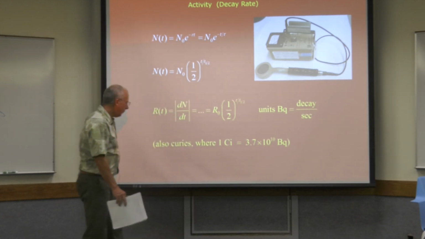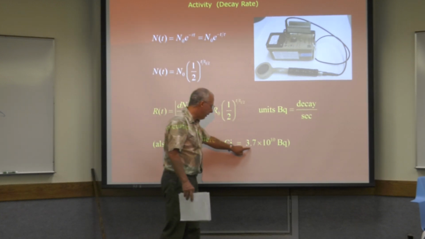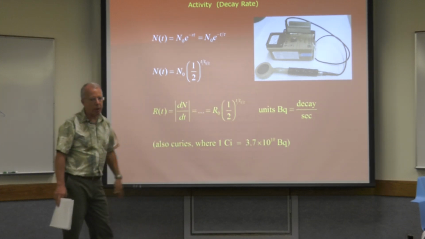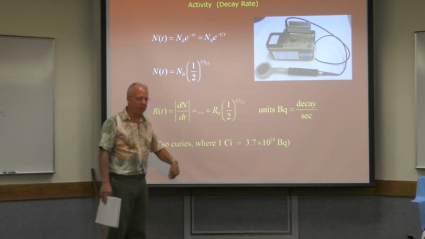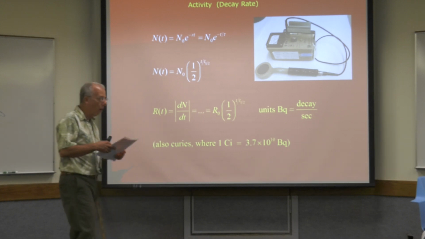However, a lot of people still use curies. So 1 curie is 3.7 times 10 to the 10th becquerels. So if you go into a nuke med department in a hospital and you talk to somebody who's kind of old, they're not going to know becquerels, they're going to know curies, because that's really what people have used for a long, long time.